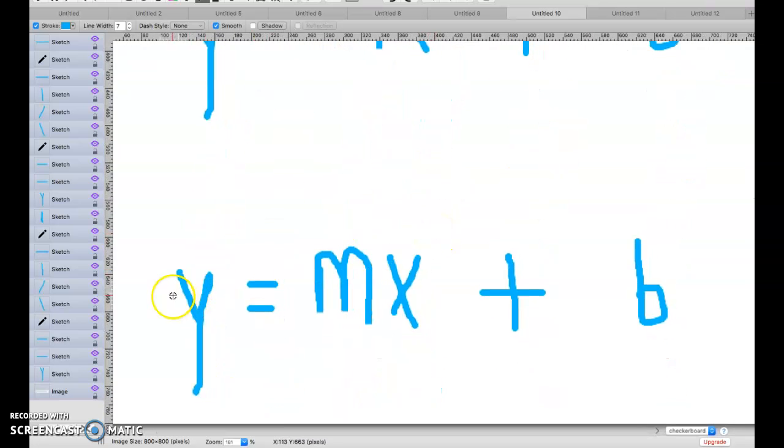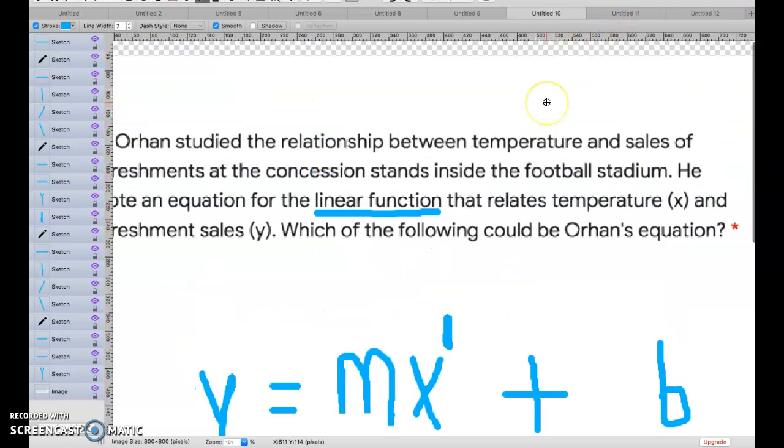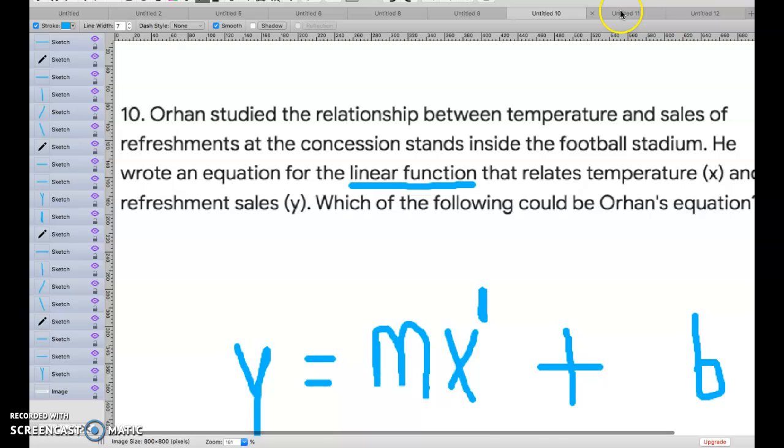Another way of saying that is y equals mx plus b. If your exponent is 1, you don't actually need to write that 1. You can just not have an exponent here. So that should help you with problem 10.